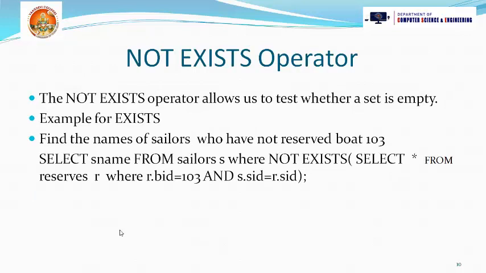And next, not exists. Not exists works in reverse of the exists operator. That means it returns true if the subquery returns 0 records. Otherwise, if the subquery returns one or more records, it will return false. The example is: find the names of the sailors who have not reserved boat 1 or 3. Here this subquery will return 0 records for the sailors who have not reserved boat 1 or 3. Only in that case it will return 0 records, and from that we need to display only the names of the sailors. So that is about the not exists operator.